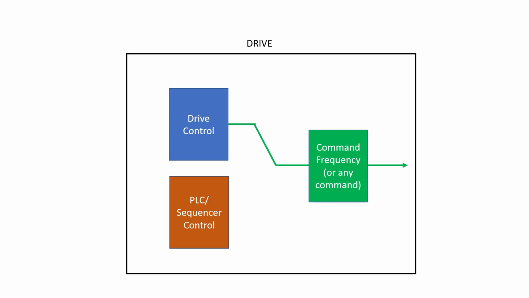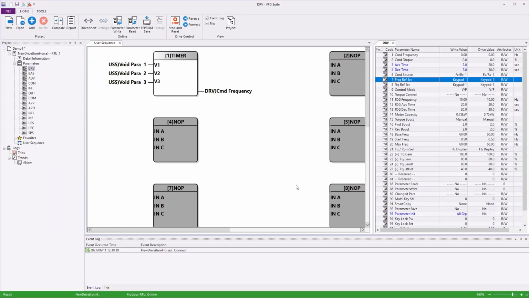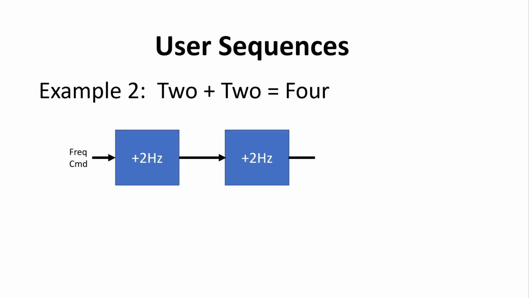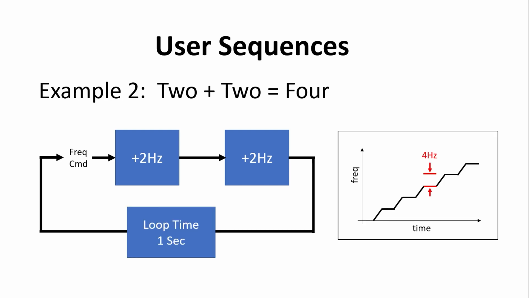So that's really important to remember. When the user sequencer is running, it always takes over whatever it's controlling. Okay, I did a lot of talking in that example. Let's do one more without all that talking so you can see how easy this really is. Let's take the frequency command and add 2 Hz and then add another 2 Hz to it once a second, just so we can see how to connect blocks.